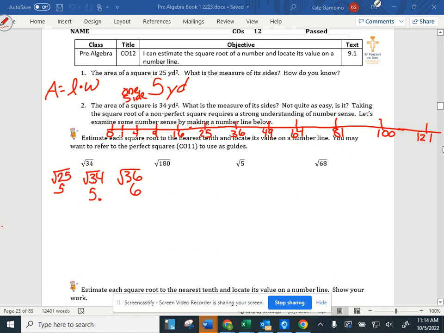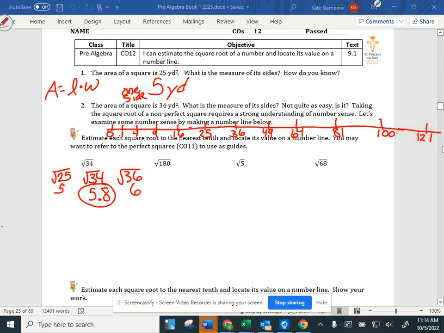So what do you think would be a good 10th place to put in there? What would get me closer to the 6? 5.8 would be a great guess. This is an estimate. So you could have said 5.7, 5.9, as long as it's getting me closer to the 6. I wouldn't want to say 5.2 because that's going to be closer to the 5. And we know 34 is closer to 36. So we want our decimal to be getting closer to that 6.